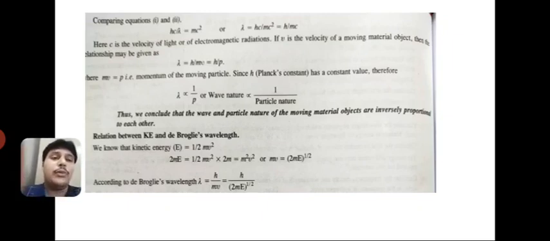Okay, so today I am going to end with this topic, and in my next video I am going to start with the numericals based on this, right?